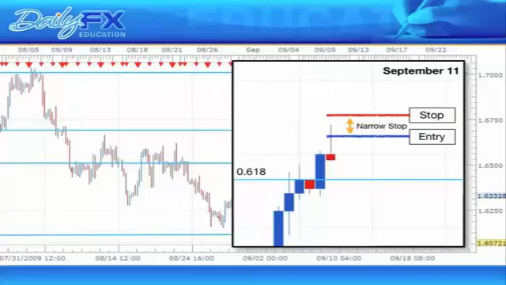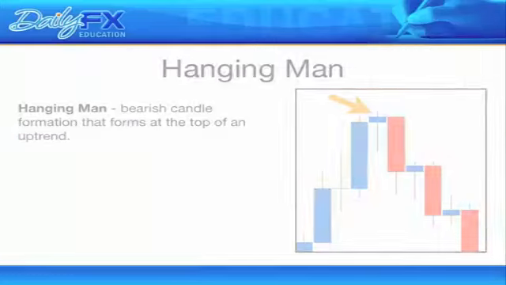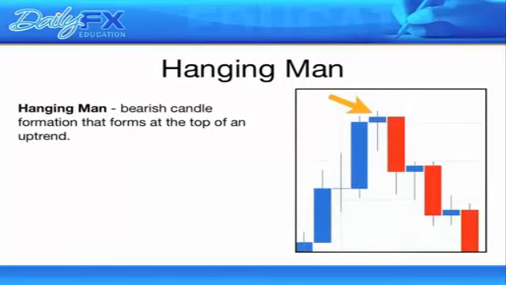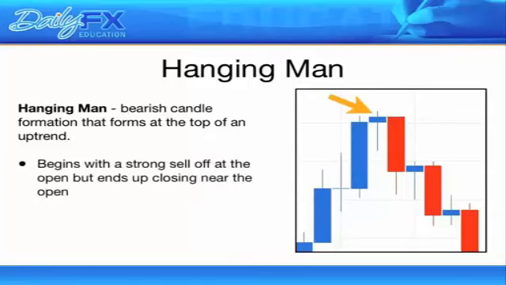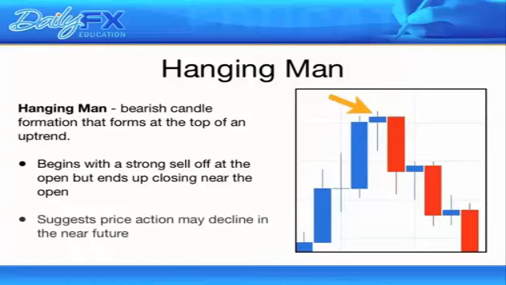The next two formations we're going to discuss are the hanging man and the hammer. These candle formations can look identical to one another. What separates them is where they form. The hanging man is a bearish candlestick formation that forms at the top of an uptrend. Generally, it forms after a strong sell-off at the open, but buyers then come back to push the price back up so that the close occurs near the open. The strong sell-off, however, is taken as an indication that bullish momentum can be fading and that sellers may be taking over. The color of the candle can be either red or blue.